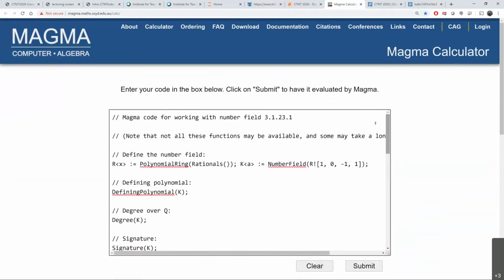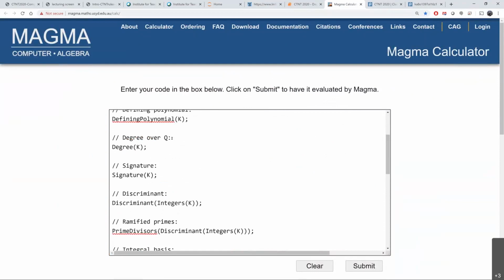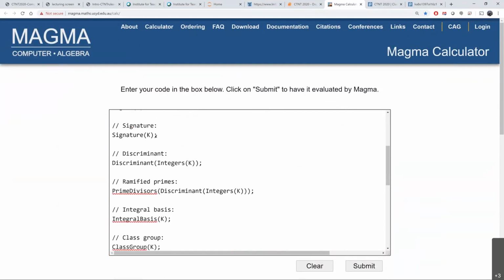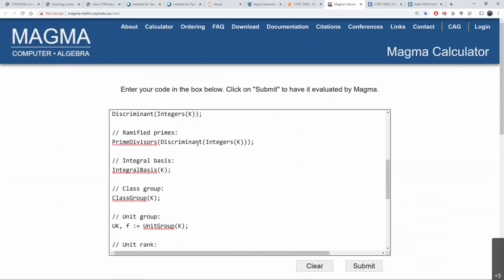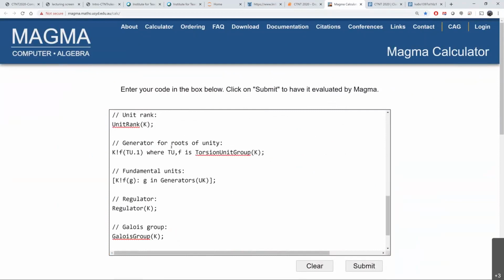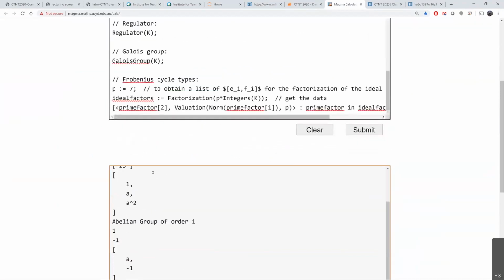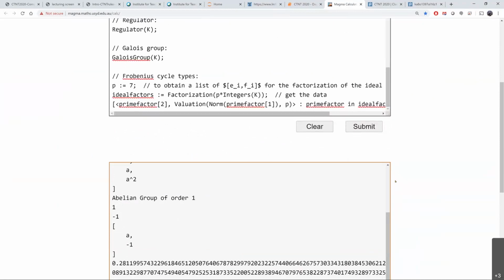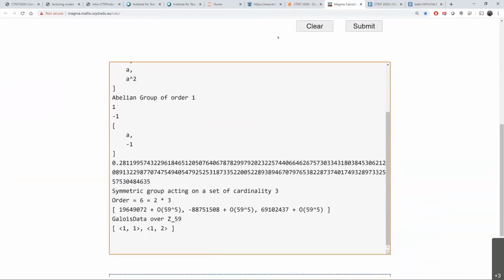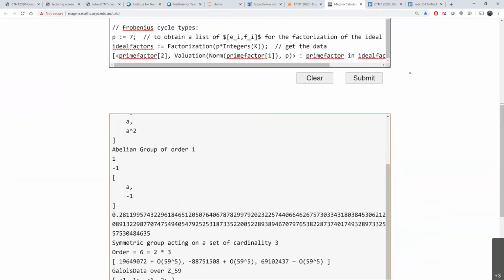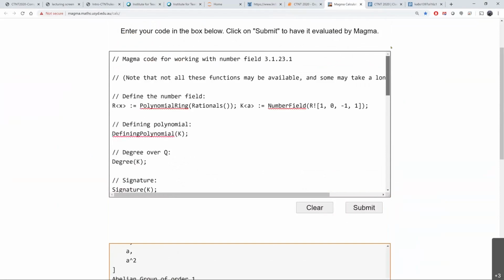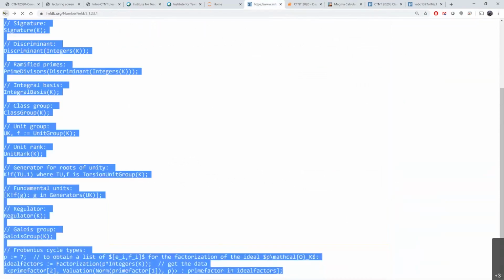Oh, that's what happened before. I didn't put the semicolon. Anyway, you can define the number field, and it gives you the degree of the number field, the signature, the discriminant, prime divisors of the discriminant, an integral basis, the unit group, and fundamental units of the unit group, and it's all returned by Magma in this window down here. Okay, so that's a nice way. If you don't know how to do something in Sage or Magma, you can grab it from the LMFDB, and that's a feature that I use often.